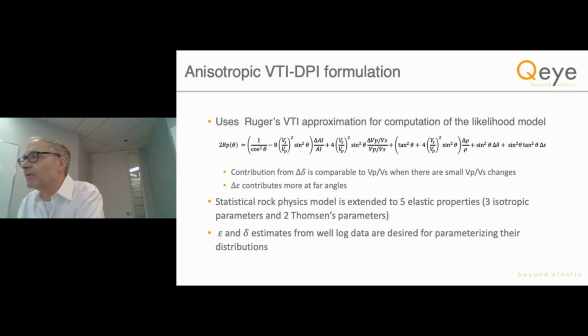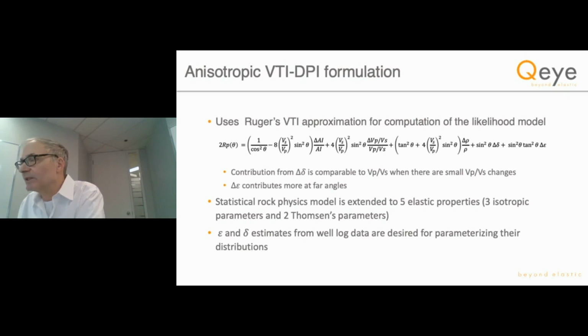These are not reflectivities anymore, these are just absolute changes. The contribution of delta delta is comparable to VP/VS because it has this sine squared term, and it's in the same range if there are small VP/VS changes. Delta epsilon contributes more at the far angles, so it would have more of an impact on, or be more confusing for, the density term.